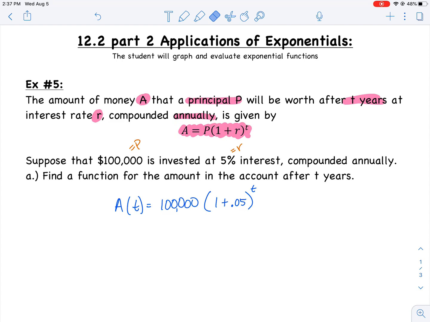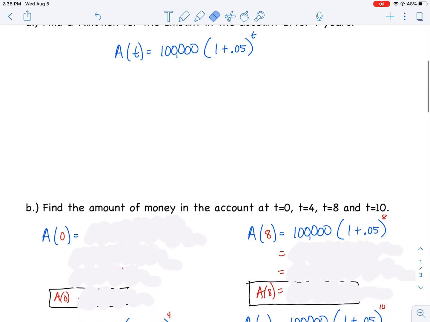If we leave it in the account for 2 years, we can plug in a 2 for T and then calculate. If we leave it in the account for 4 years, we can plug in 4 and calculate how much money we have after 4 years. You can see that it's an exponential because that T is an exponent in my equation because my money is going to grow and grow and grow exponentially as I keep it in the account.